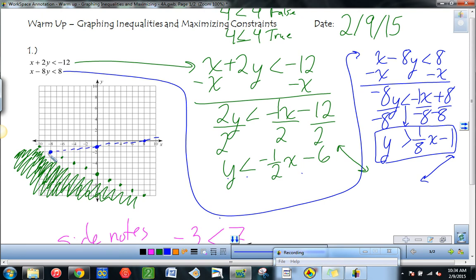And which way are we shading? Up. Why are we shading up? Because it can't be negative 1. We want where our y values are greater than our line. Right? My y values are going to be greater than my line above it. So where's your actual solution?